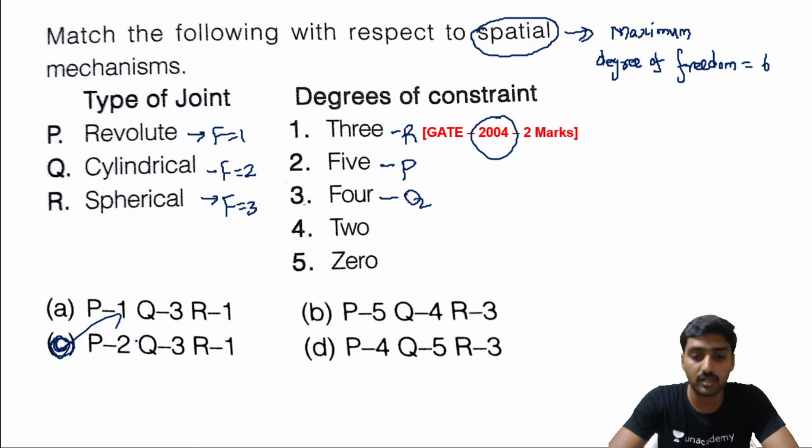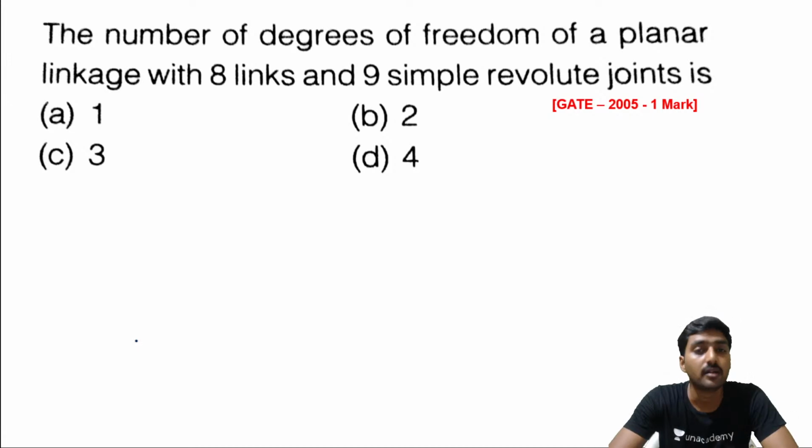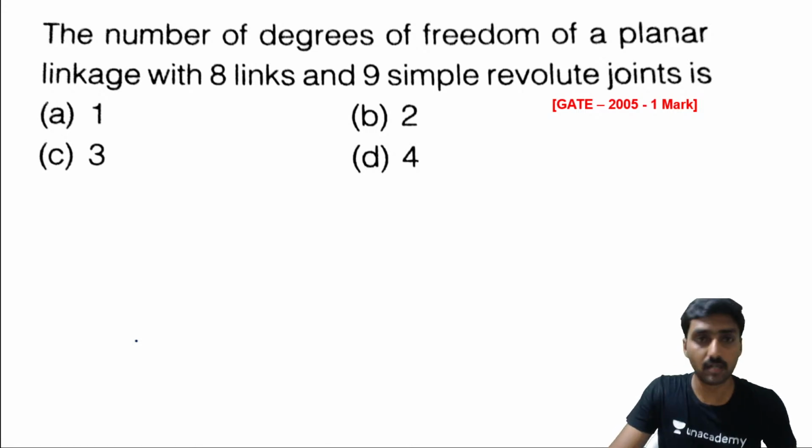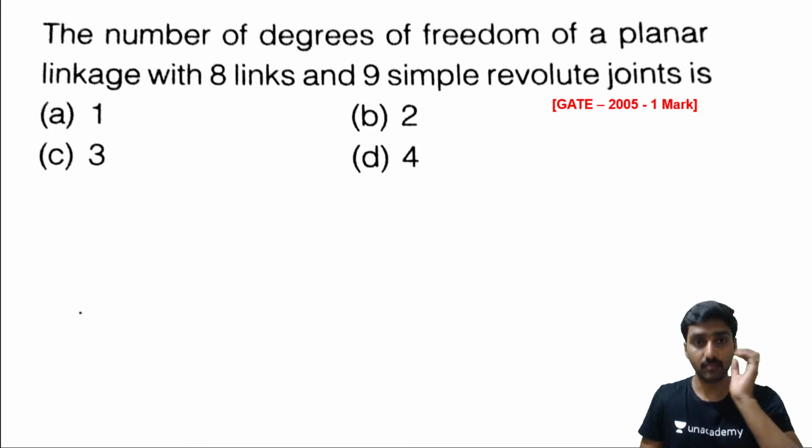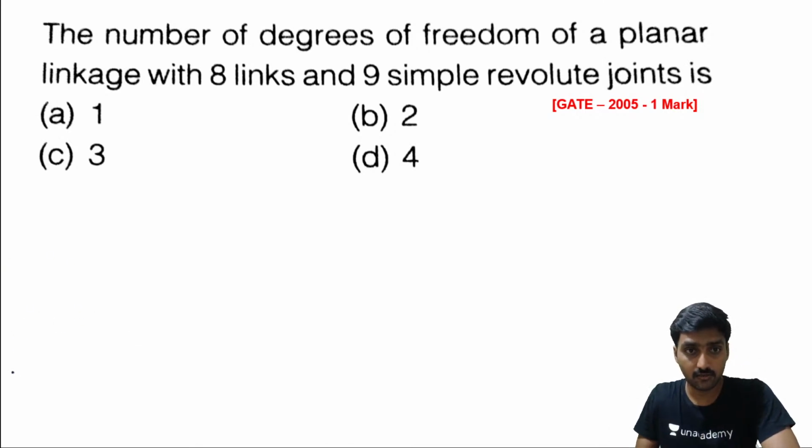Okay, we are moving to the next question. Listen. Number of degrees of freedom of a planar linkage with 8 links and 9 simple revolute joints. Here we need to identify the degrees of freedom. So how to identify the degrees of freedom in this part? Number of degrees of freedom, number of links. We are aware of the formula.